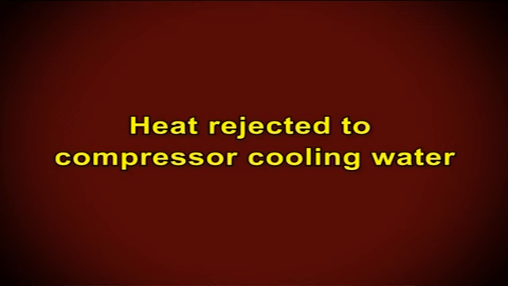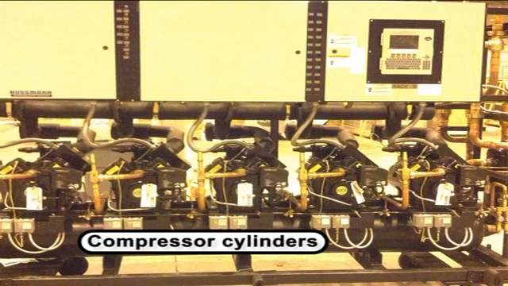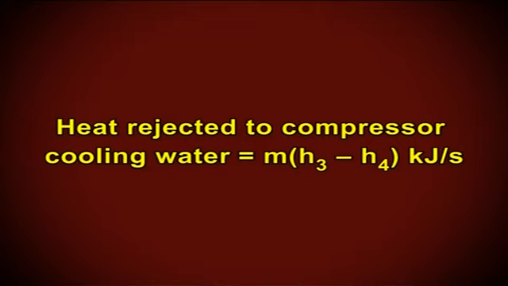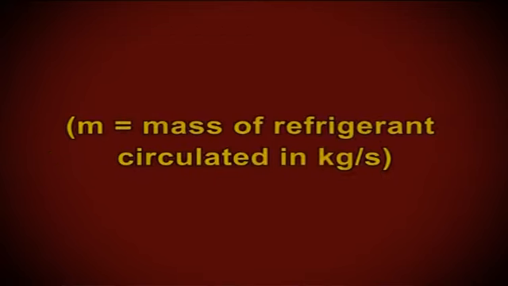Heat rejected to compressor cooling water. If the compressor cylinders are jacketed, an appreciable amount of heat may be rejected to the cooling water during compression. If the suction and discharge compression conditions are known, this heat can be determined as follows. Heat rejected to compressor cooling water equals m × (h3 - h4) kJ/s, where m equals mass of refrigerant circulated in kg/s.